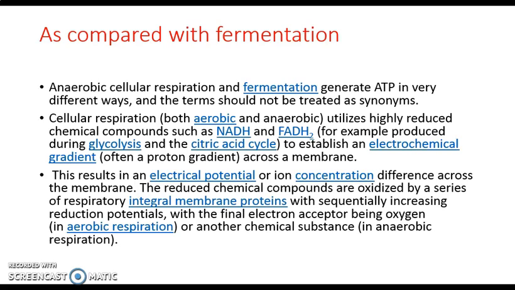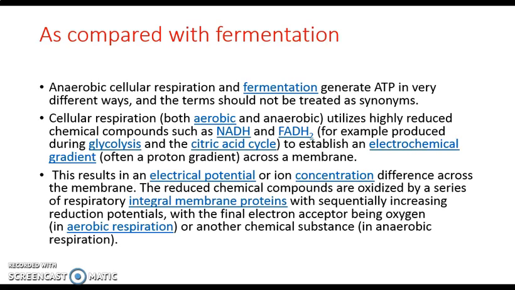For example, they are produced during glycolysis and the TCA cycle in the case of aerobic respiration, which helps in establishing an electrochemical gradient, often a proton gradient across a membrane. What may this result in? An electrical potential or ion concentration difference across the membrane. Electrical potential means there is a difference in the concentration of ions across the membrane.